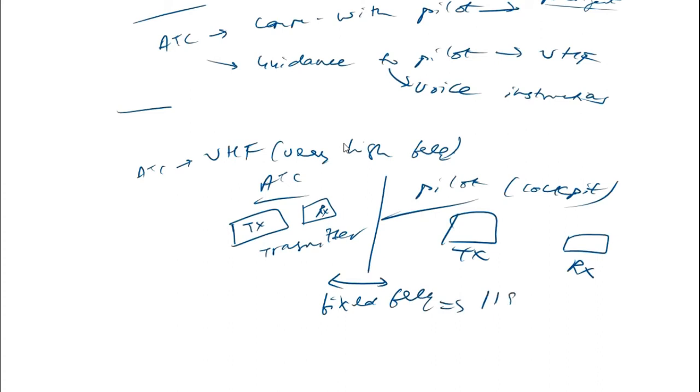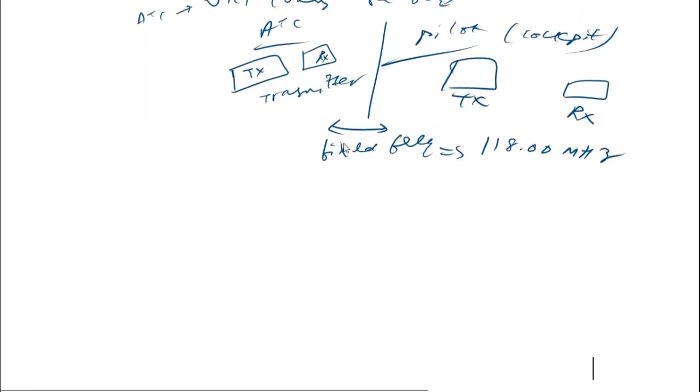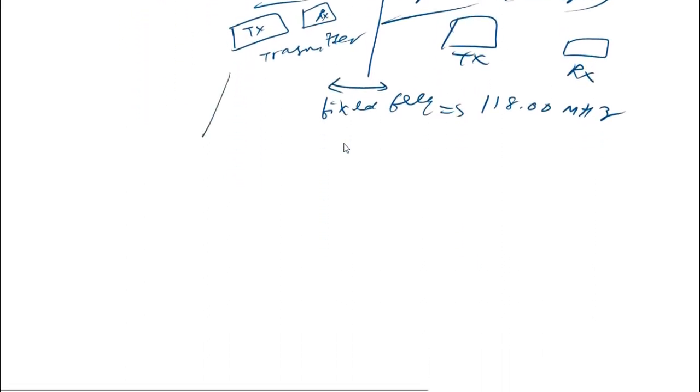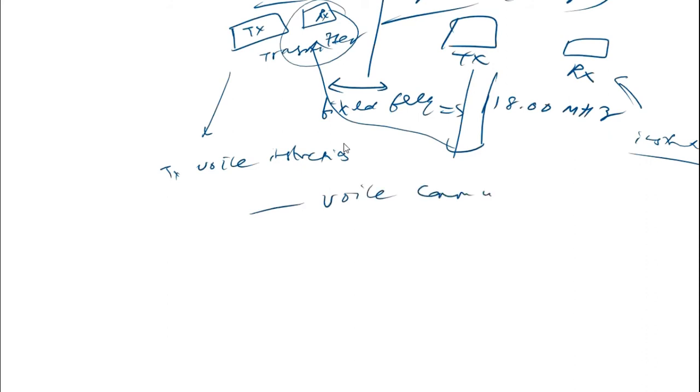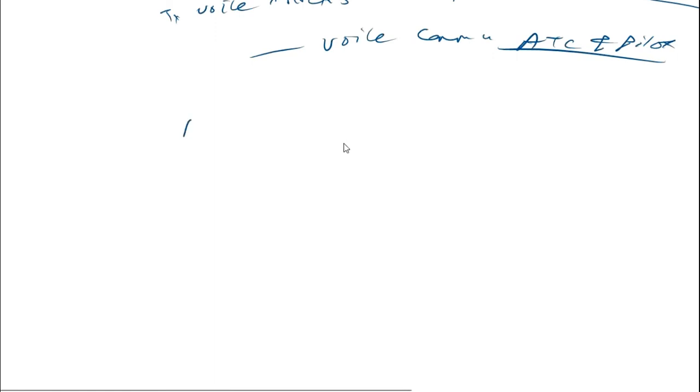Let us say it happens at a frequency of 118.00 megahertz. The ATC will transmit his voice instructions using his transmitter, and the pilot at his end will receive those instructions. And if the pilot wants to say anything to the ATC, the pilot will transmit, which will be received by the receiver of the ATC. This way the voice communication happens between the ATC and pilot. So now we are clear on the communication part between the ATC and pilot.